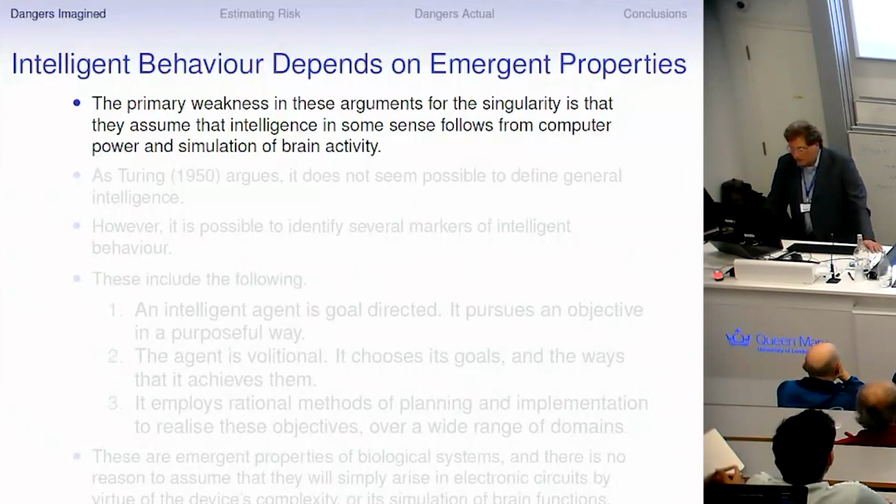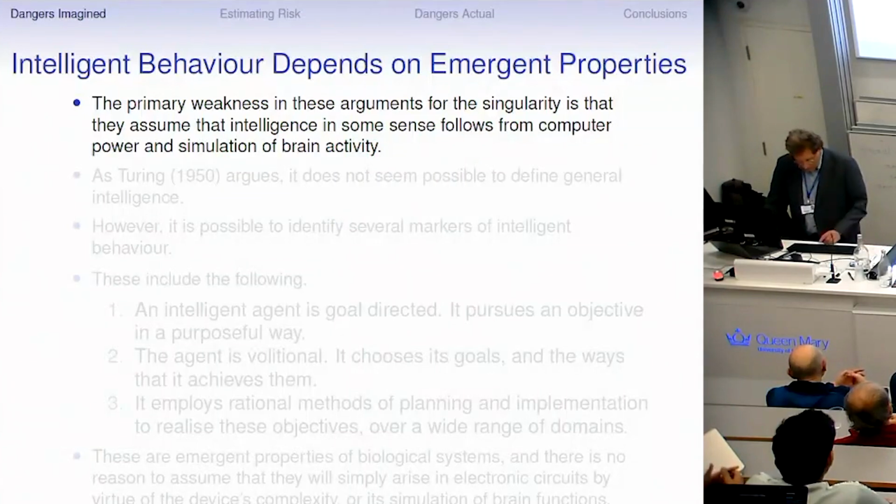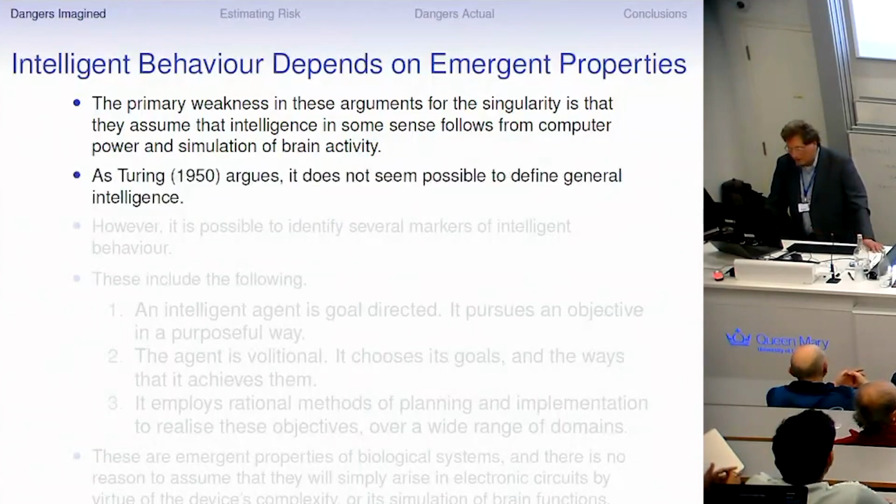The first weakness in this argument, and the main one as I see it, is that they assume that intelligence follows somehow automatically, this notion of general intelligence, from computer power and simulation of brain activity. You put those two together, increased computer power and functional simulation of brain activity, and you will get, as a virtually automatic entailment, general intelligence. And this is, as far as I'm concerned, a non sequitur. It just doesn't follow.